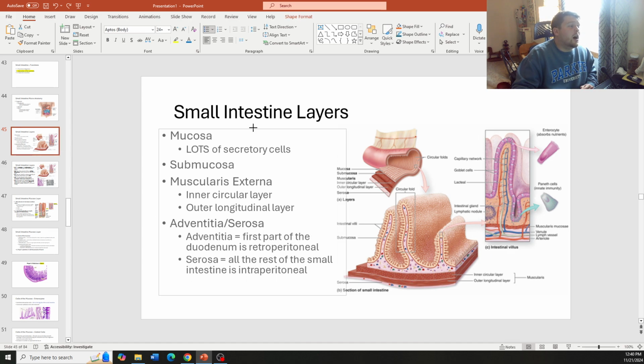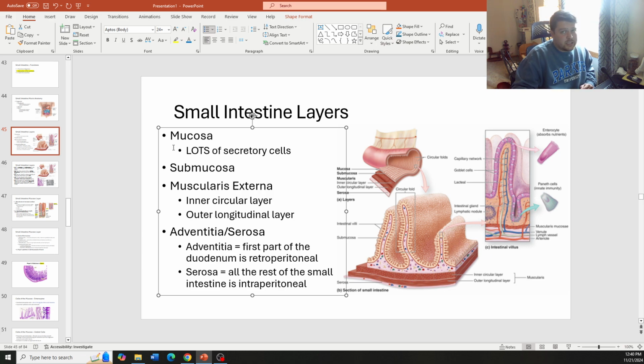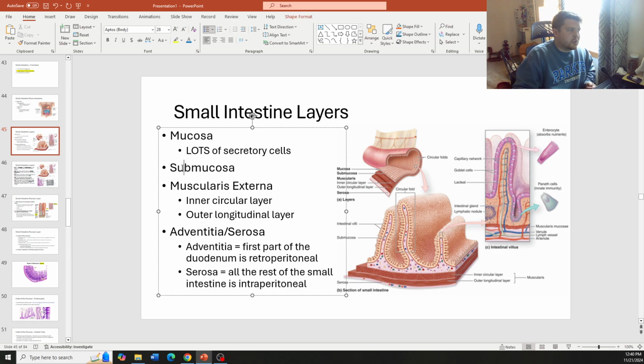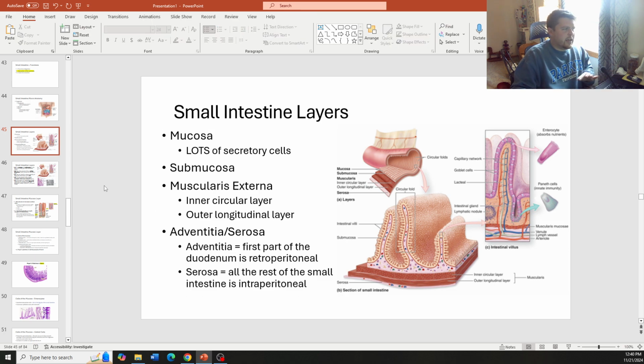There are tons of secretion cells in the mucosa in the small intestine because this is where we're going to finish digestion. This is where we're going to break a bunch more stuff down and absorb a bunch of stuff. Of course, we have our submucosa. We have the muscularis externa, the circular and longitudinal layers, and then classically the adventitia and serosa, which we'll pay more attention to at the very, very end.